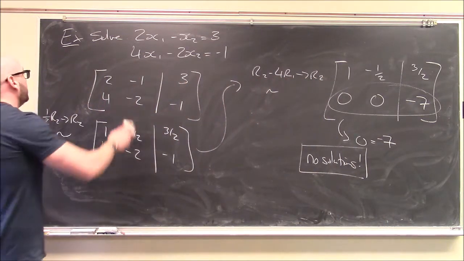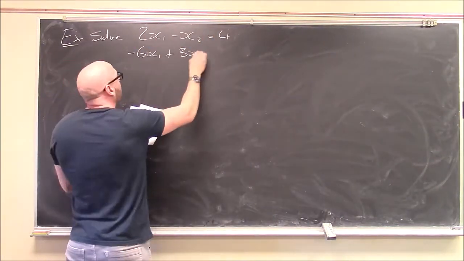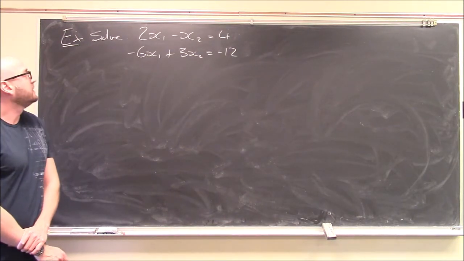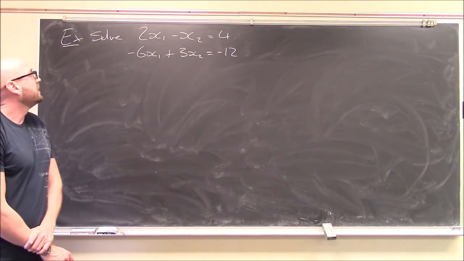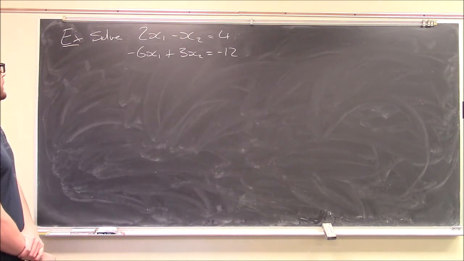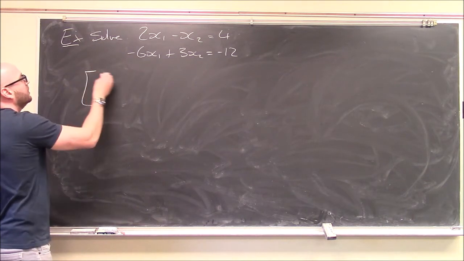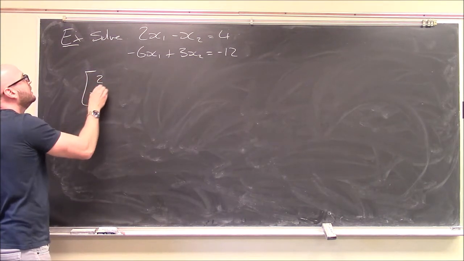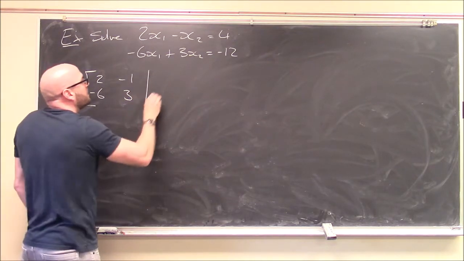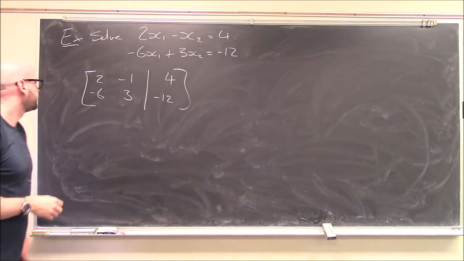And we'll do the last possible case. Alright, so one more example. We've got 2x1 minus x2 equals 4, minus 6x1 plus 3x2 equals minus 12. And we'll attempt to solve this using augmentation methods. So we'll write down the augmented matrix: 2, minus 1, 4 in the first row, and minus 6, 3, minus 12 in the second.